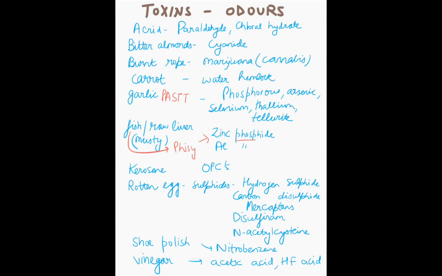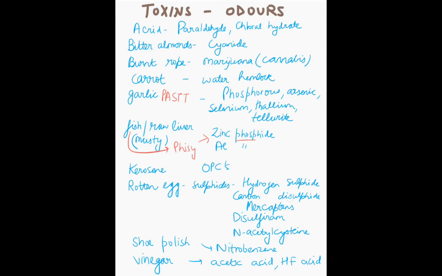Okay, the mnemonic is PAST: Phosphorus, Arsenic, Selenium, Thallium, and Tellurium. Phosphorus, that is organophosphorus compounds, and arsenic, selenium, thallium, and tellurium. These will have a garlic odor.